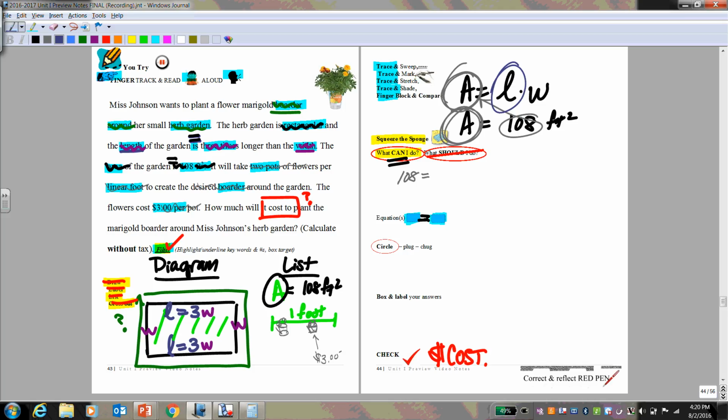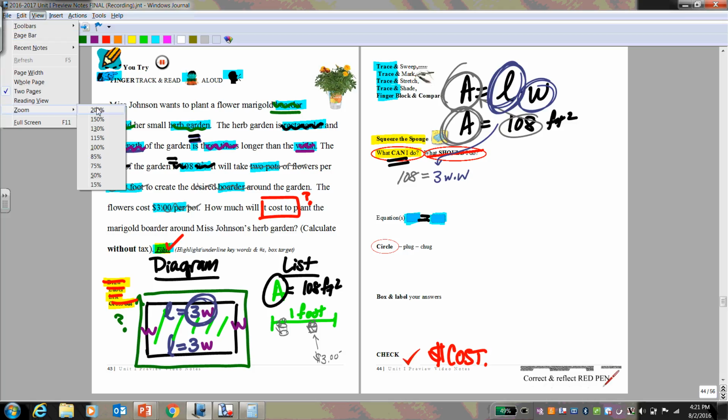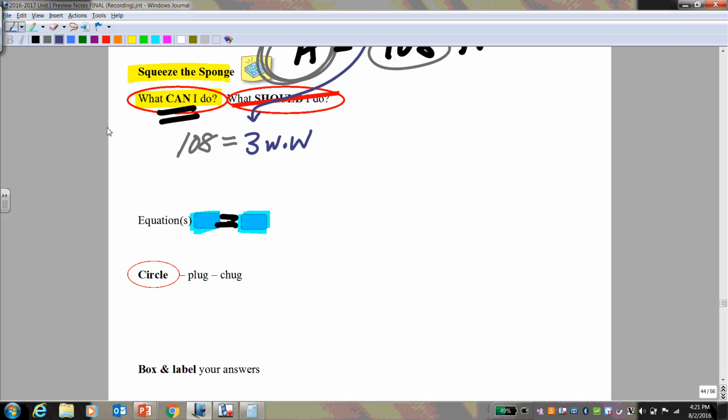See length? Come over here. Can I replace length with something? I can. The length is 3 times the width. So circle length, plug it in. I'm going to write 3W. Then I circle this W and I write it down. Notice I'm circling so I keep track of what's going on. Let me zoom in here. So we're going to solve here.